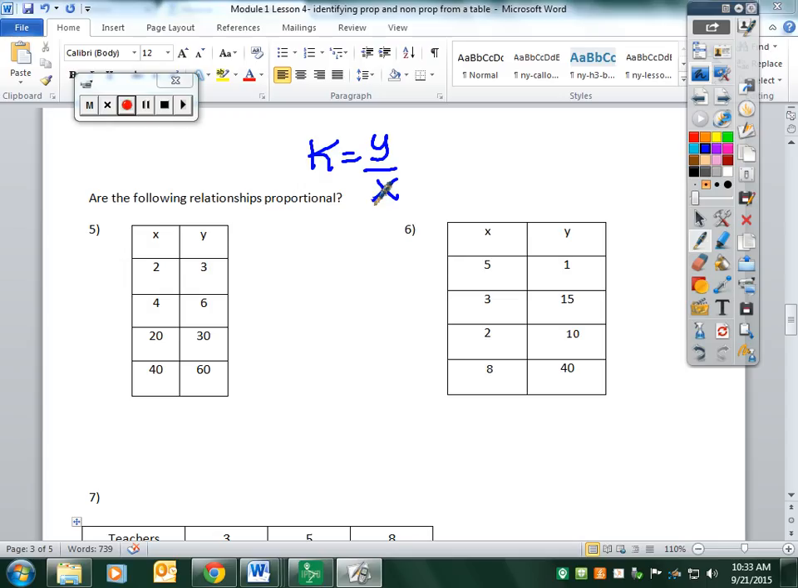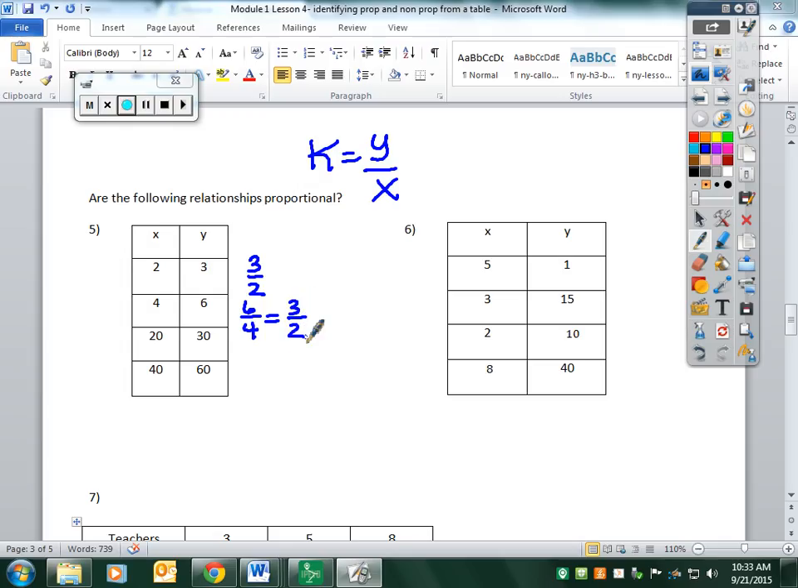So on our first table here, question number 5, we have our x column, we have our y column, and I want you to divide y over x for every set of quantities that we have in this table. Can't simplify that fraction. I don't want you to change it into a decimal. Keep it as is right now, and I end up with 3 over 2. My second set of relationships that I have here, my y would be 6, my x is 4, and when I divide, I end up with 3 over 2 as well.